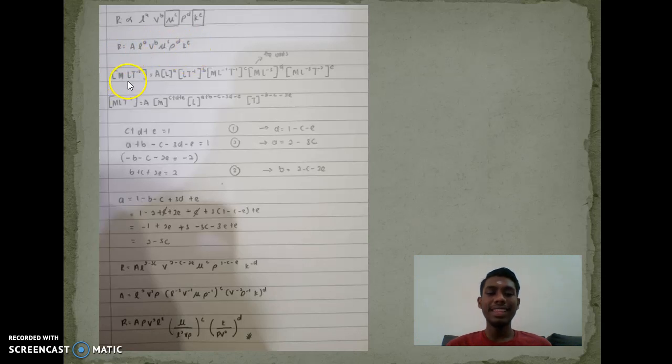Then we substitute their own units, which is MLT^-2 for R, A, L^a, and for V, LT^-1 to the power of b, and for mu, ML^-1 T^-1 to the power of c, and for rho, ML^-3, and for K, ML^-1 T^-2 to the power of e. Then we arrange it according to M to the power of c plus d plus e, L to the power of a plus b minus c minus 3d minus e, T to the power of minus b minus c minus 2e.